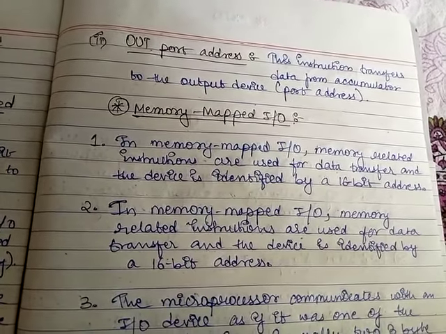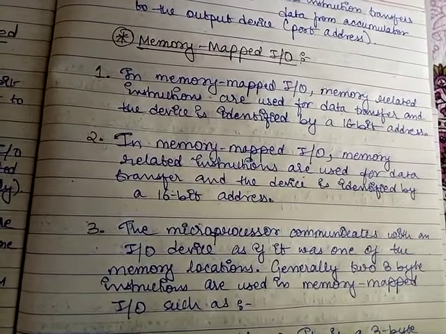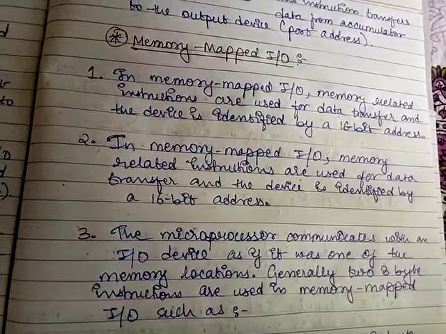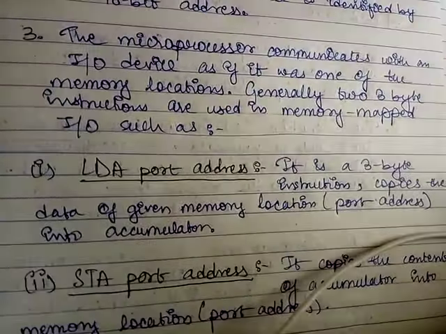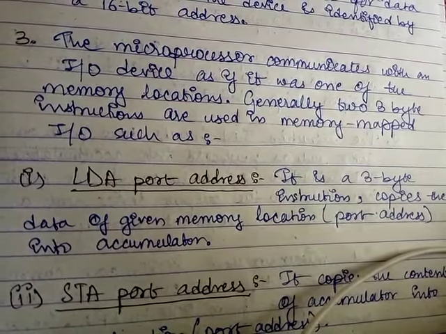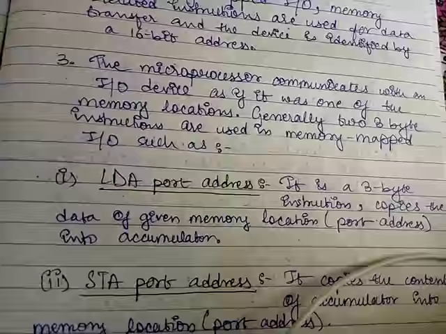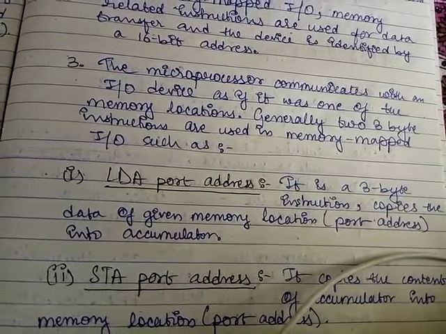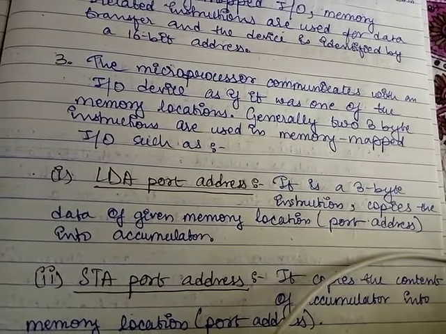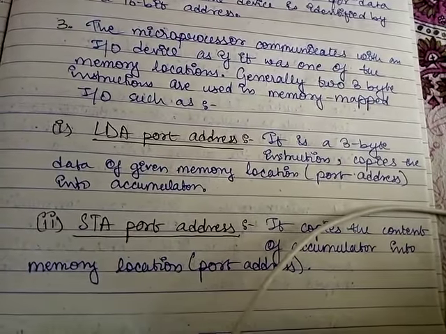Memory mapped I/O. In memory mapped I/O, the memory related instructions are used for data transfer and the device is identified by a 16-bit address. The microprocessor communicates with an I/O device as if it was one of the memory locations. Generally, 3-byte instructions are used in memory mapped I/O, and those two instructions are LDA port address and STA port address.